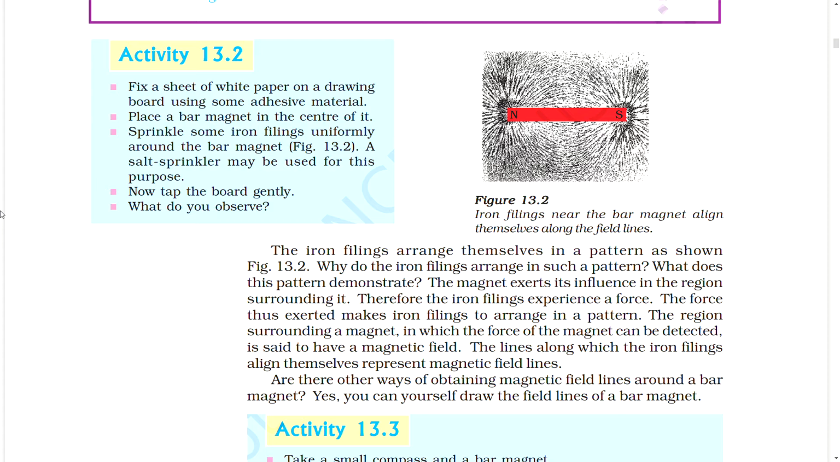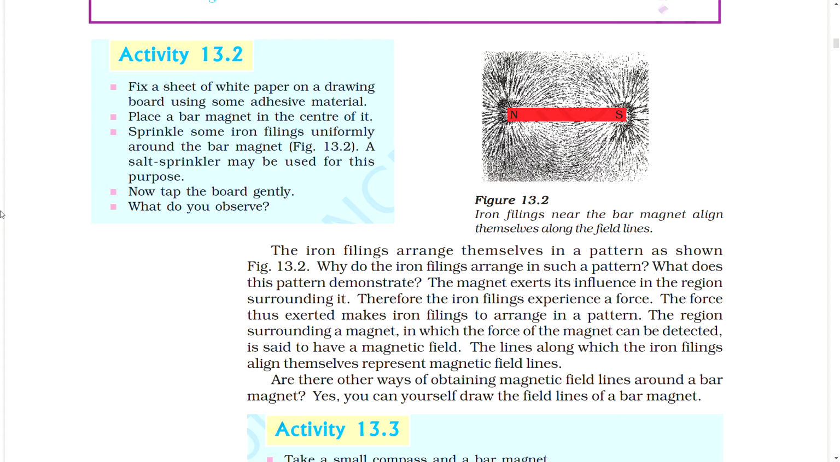Why do the iron filings arrange in such a pattern? What does this pattern demonstrate? The magnet exerts its influence in the region surrounding it. Therefore, the iron filings experience a force. The force thus exerted makes iron filings arrange in a pattern. The region surrounding a magnet in which the force of the magnet can be detected is said to have a magnetic field. The lines along which the iron filings align themselves represent magnetic field lines.